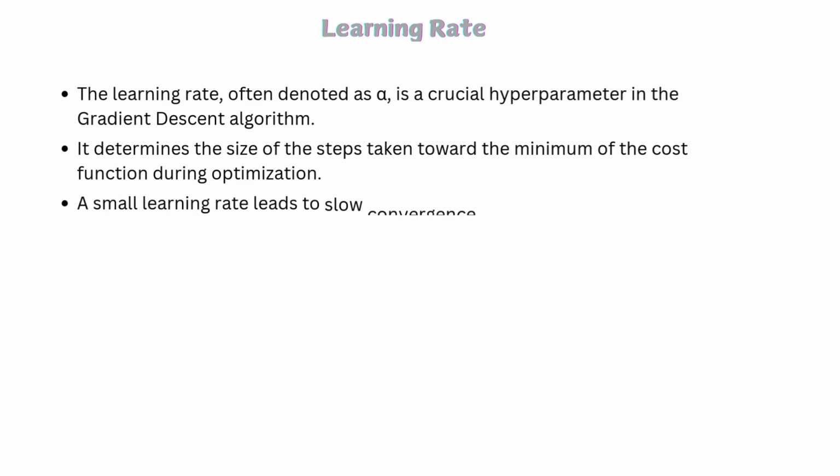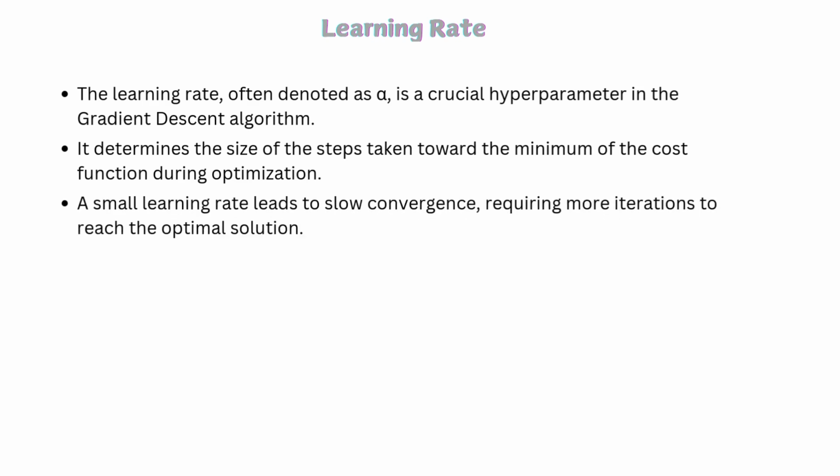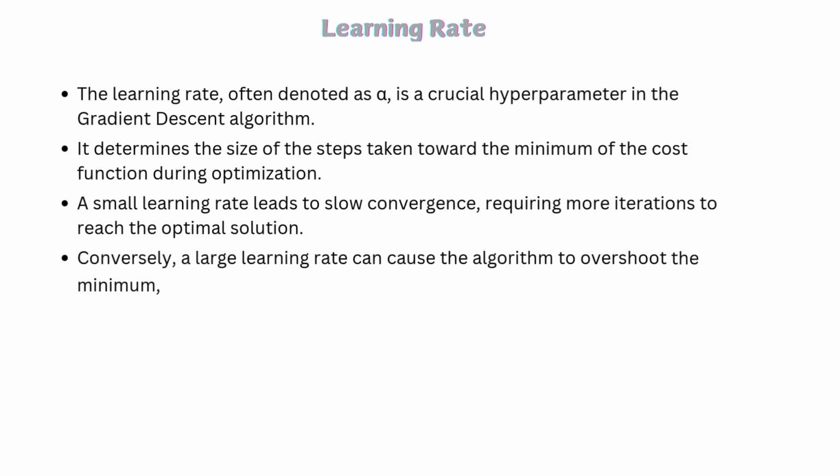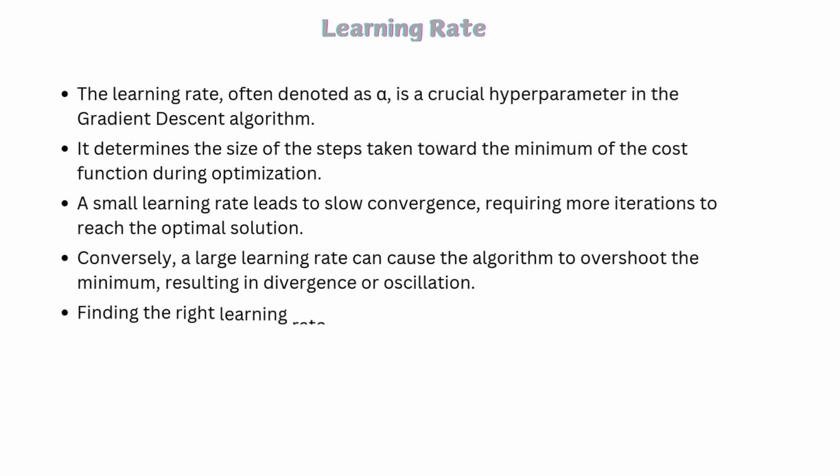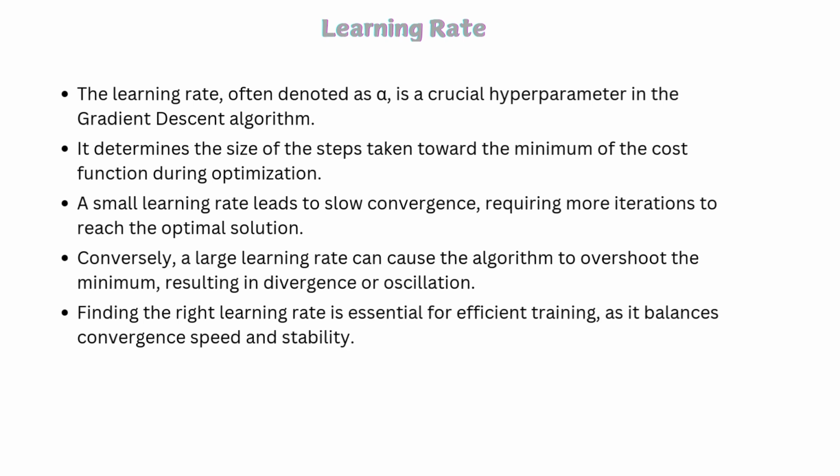A small learning rate may lead to slow convergence, making the model require more iterations to reach the optimal solution. This sluggishness can be particularly problematic with large datasets, where time efficiency becomes a concern. On the other hand, if the learning rate is set too high, the algorithm may overshoot the minimum, leading to divergence or oscillation around the optimal point rather than settling down.